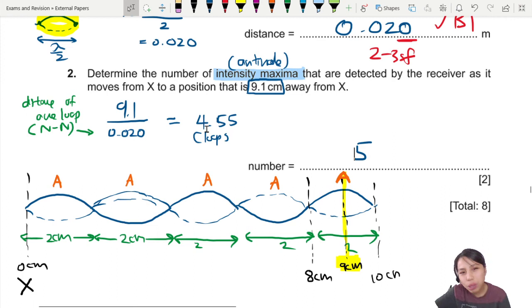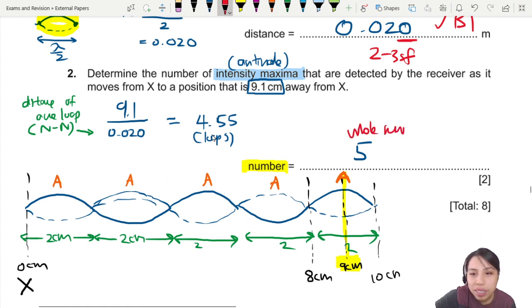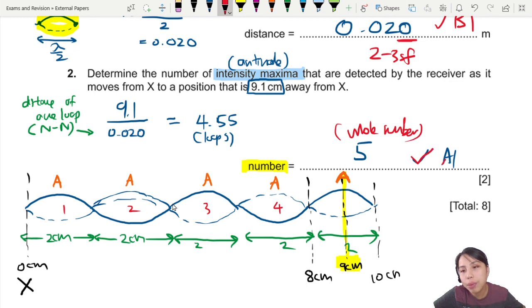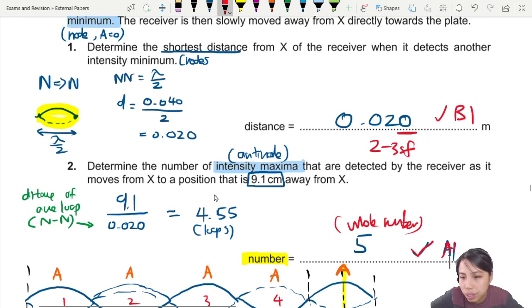Okay, if you find a number and you're not sure, like, what do I do? 4.55? Hello, this is number of loops. It has to be a whole number. So if you're not sure whether to round up or down, draw it out. This is 4.5 loops. 1, 2, 3, 4.5 loops. Okay, this 1 mark is for final answer. Usually it's an A1 mark for accuracy. I think that's 2 marks already, right? I guess this one is a B1 if it's just a standalone. Okay, B1. So 1 mark here, 1 mark here.